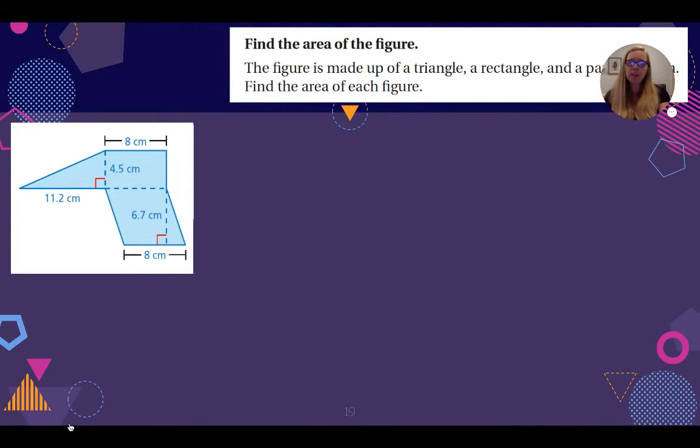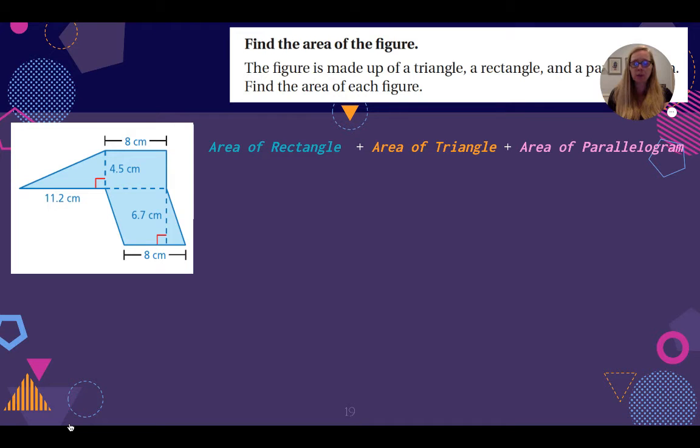Okay, now we have this shape, and it has some dashed lines to kind of help you figure out some pieces. We have a triangle, a rectangle, and a parallelogram. So let's find the area of each piece. So I did the area of the rectangle first because that's the simplest for us to kind of look at. The 8 times the 4.5.